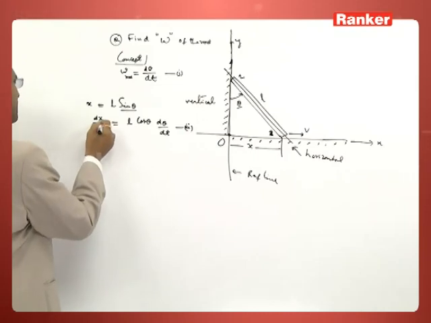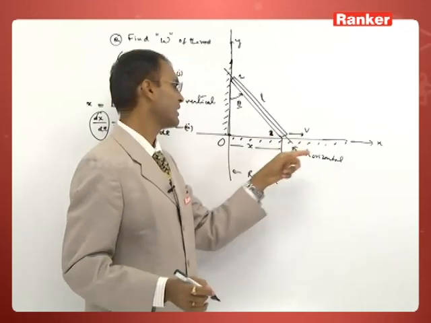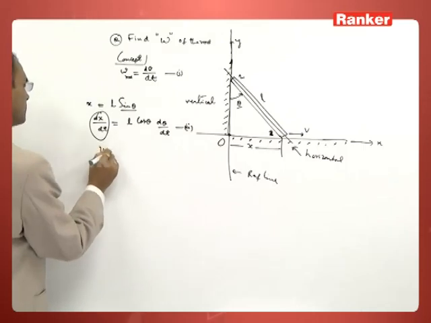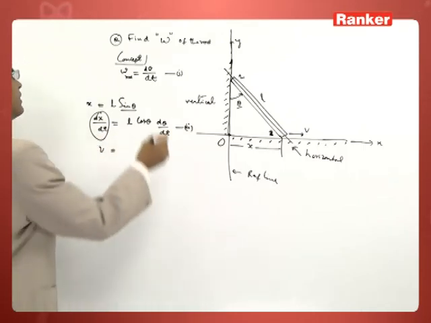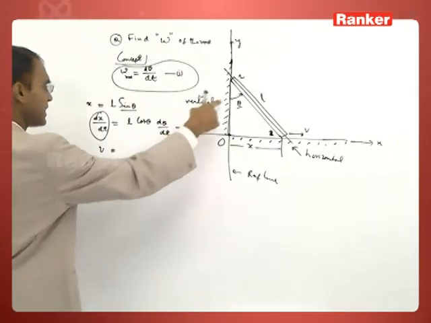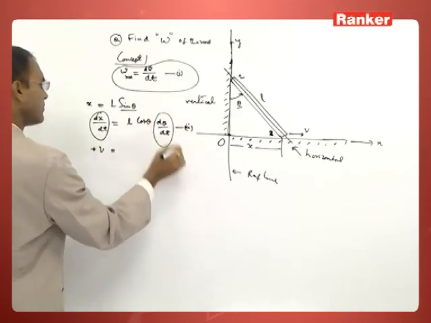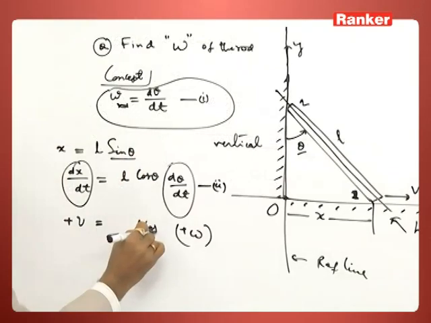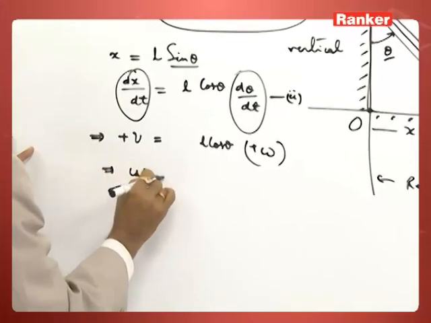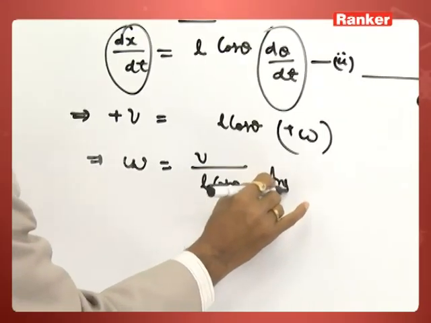Our linear kinematics says that when this point moves in the increasing order of x, dx by dt can be written as plus v. And using the concept of angular velocity, when theta is increasing, d theta by dt can be written as plus omega. So, v equals omega L cos theta. This gives us omega is equal to v by L cos theta. Answer.